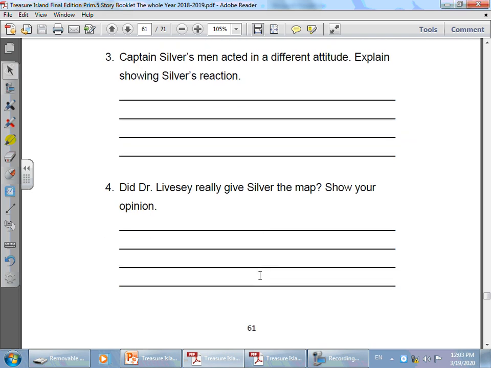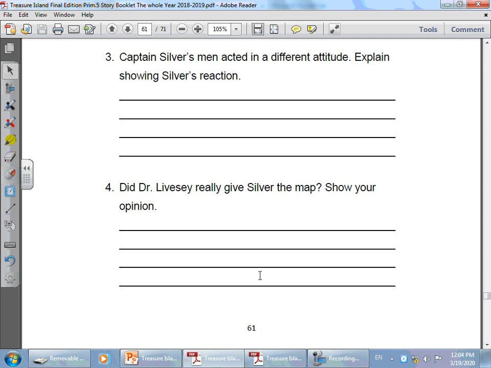The third question. Captain Silver's men acted in different attitudes. Explain, showing Silver's reaction. What did the men do at the beginning? Yes, they had many reactions. First, they stood trying to kill Jim, and Silver was able to stop them and keep the situation under control. Next, they gave him the black spot. George Merry gave him the black spot, and they threatened Long John Silver. And he confessed all his mistakes and bargained with Jim and the doctor after he threw the map on the floor.